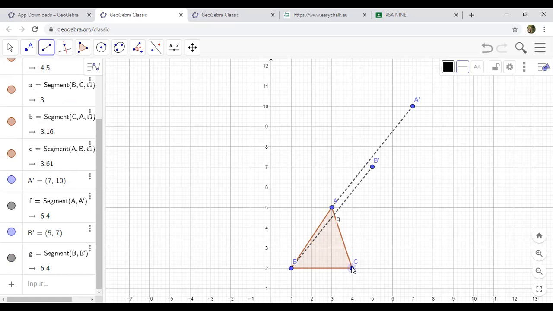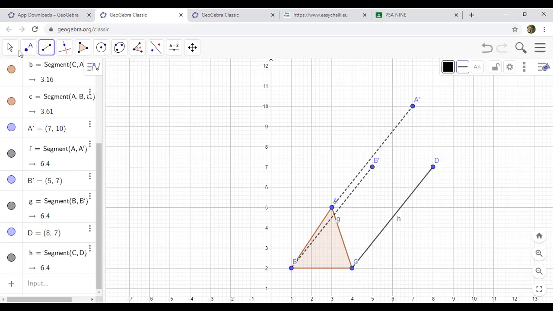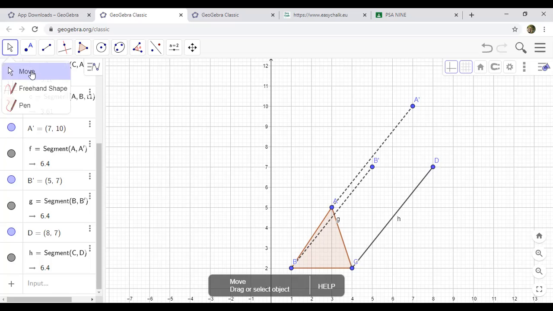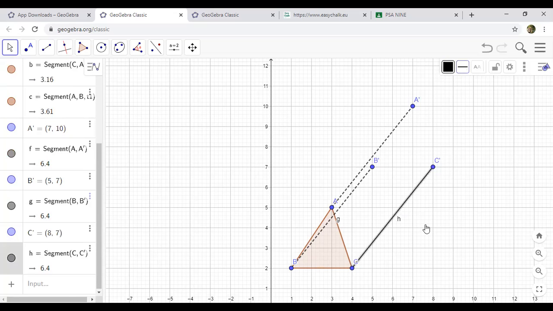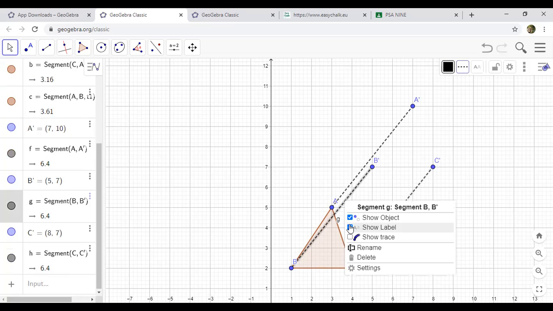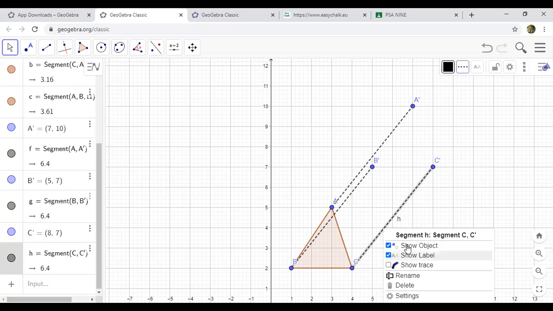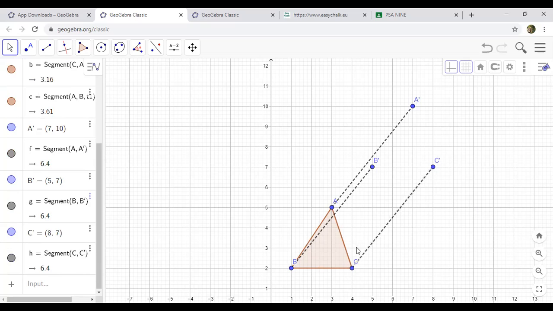Let's take this point C. We have to go 4 units, 1 2 3 4 units right, and 5 units up, 1 2 3 4 5, because our translation vector is (4, 5). Let me edit its name. The corresponding image is C dash, and this path should be a dotted path. Let me turn off its label here. You can also give an arrow from object to image, showing the arrow going from object to image.